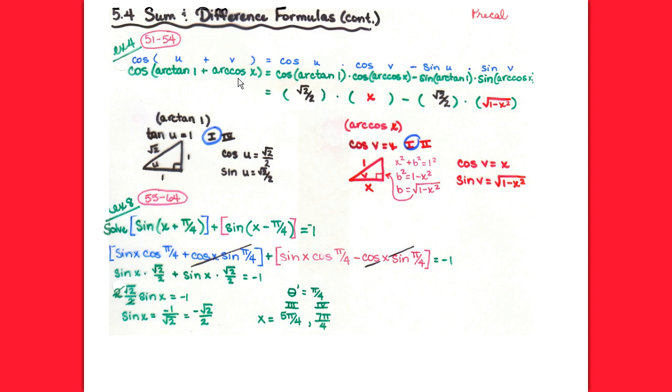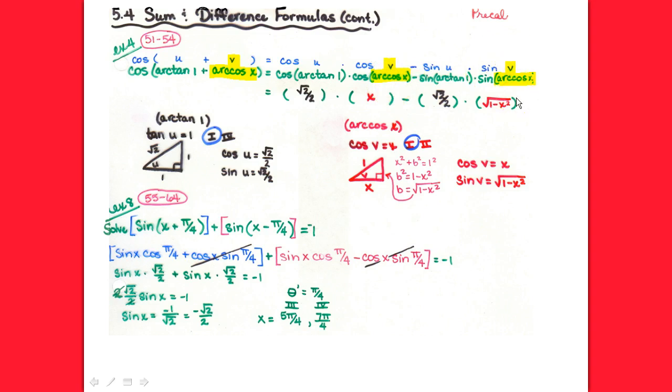All right, so if we've got cosine addition, that's cosine u plus v. Then yesterday we learned that was cosine u cosine v minus sine u sine v. We memorized that last night. Yes, we memorized that last night, right? Okay, so we're going to put arctan 1 in for each u, and we're going to put arc cosine x in for each v.